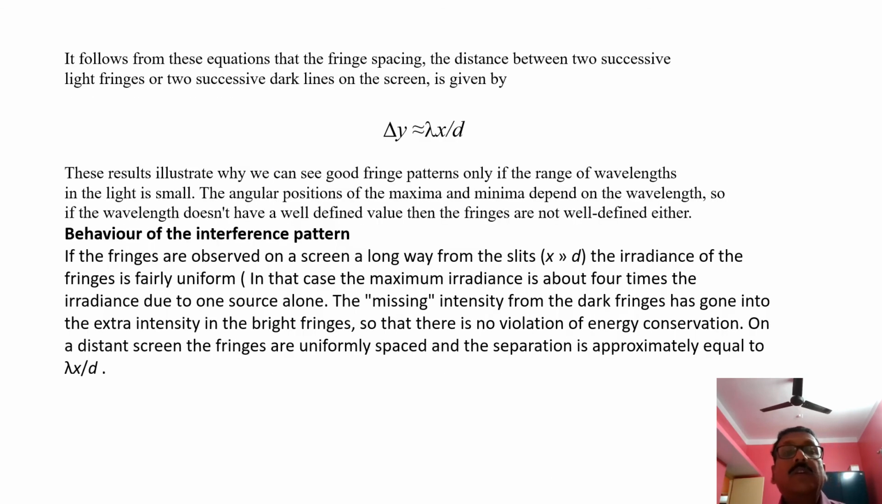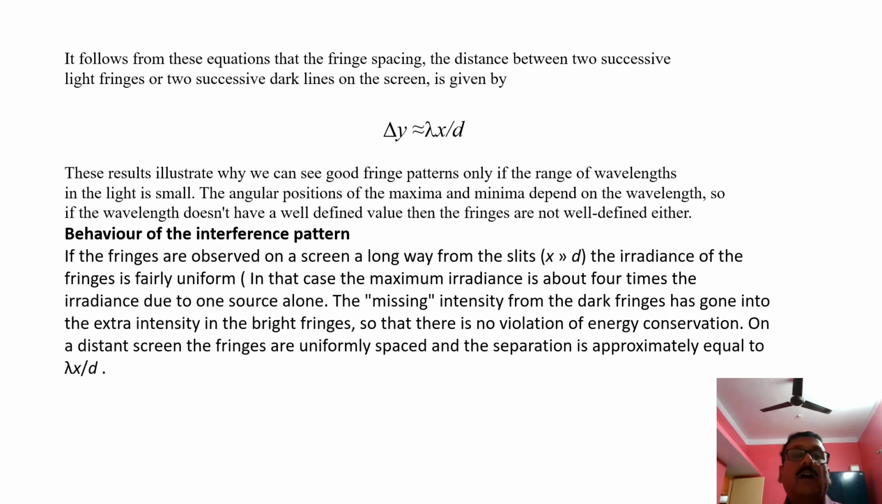It follows from these equations that the fringe spacing, the distance between two consecutive bright fringes or two consecutive dark lines on the screen, is given by delta y equals lambda x divided by d, where d is the distance between the slits. These results illustrate why we can see a good fringe pattern only if the range of wavelengths in the light is small.